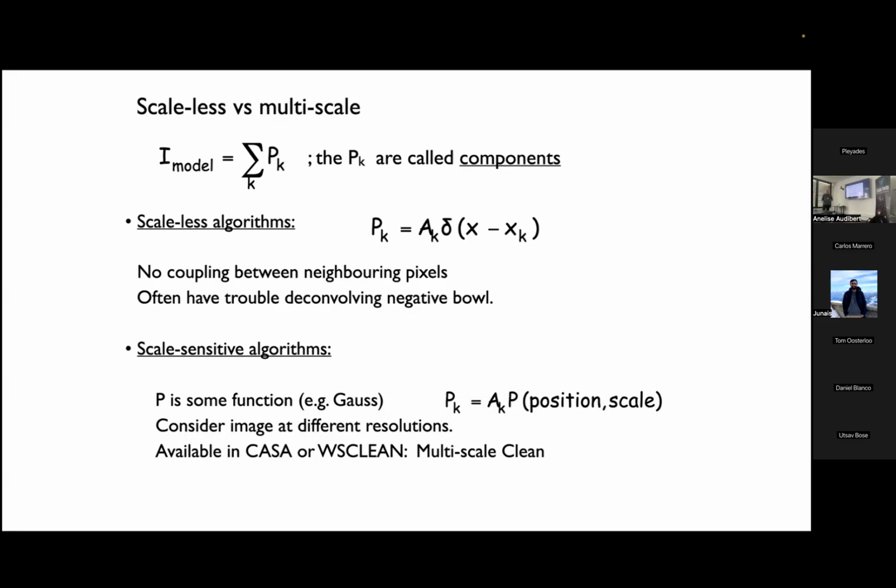But you can also say, when I find a maximum, I look at two things. One is how strong it is and how large it is. If it has a certain extent, I do not represent it with a set of delta functions, but some Gaussian, for example, of a certain size. That's obviously much more efficient to represent an extended source than all this set of delta functions.